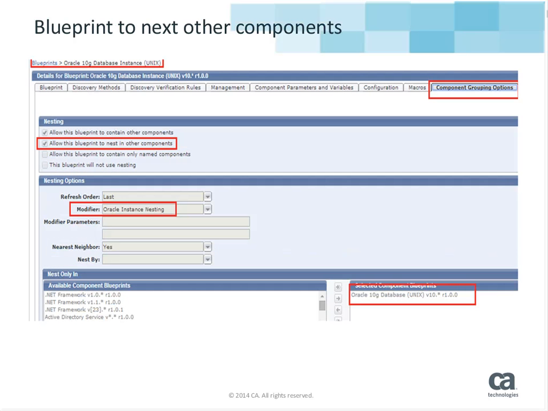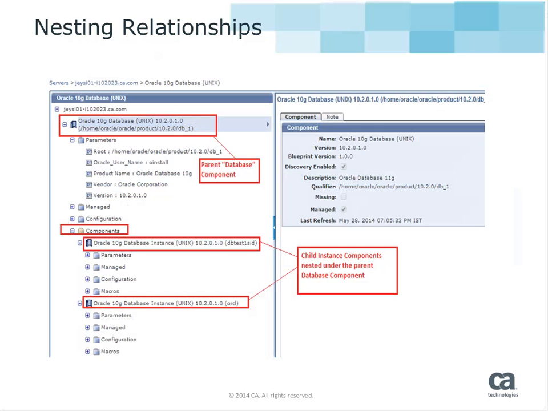Apologies about the X. So we do the same thing here. We have the component group option. This time we want to select to allow the blueprint to nest in other components. Make the modifier. I select the actual blueprint that I'm interested in here. Next, I should have the appropriate nested relationships.